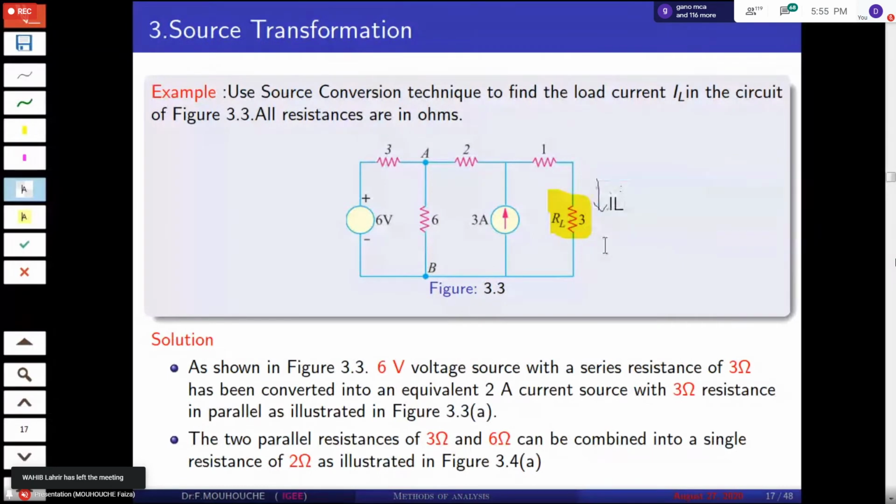Look at this circuit. Here we have the voltage source. The voltage is in series with 3 ohm. We can convert it to a current source in parallel with 3 ohm, as shown in this figure.